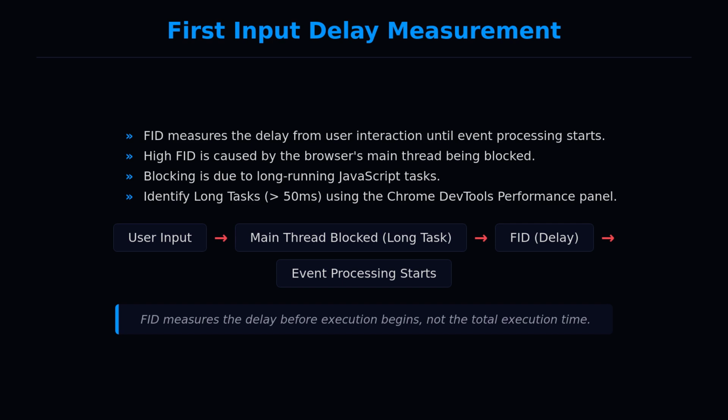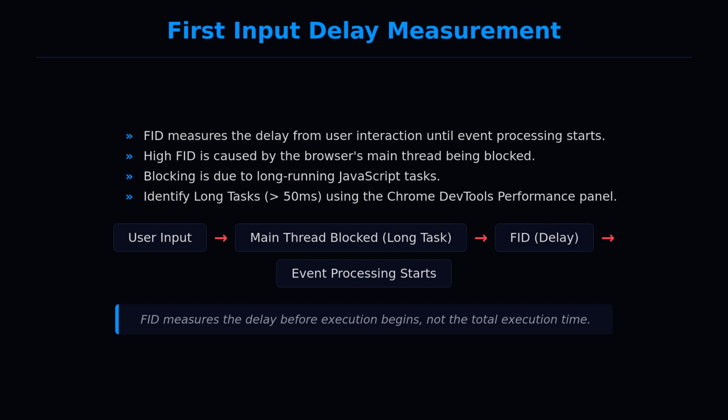Use the DevTools Performance panel to diagnose these issues. Identify any task exceeding 50 milliseconds in duration. These are officially categorized as long tasks. Long tasks prevent the browser from processing user input immediately. High FID indicates poor interactivity while the page is still loading resources.